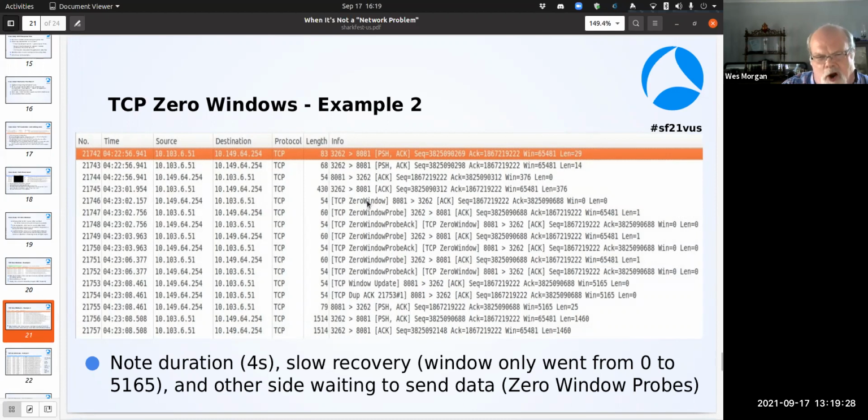Okay, this one lasts a little longer. This one's about 6 seconds from, well, 4 seconds from beginning to end. Okay, 6 seconds, excuse me. Notice the recovery is slow. Window from zero, then it went to 5165 bytes, and then finally never did get back any higher. Notice too, we have an indication that the other side was actively waiting to send data. And that's because it was sending zero window probes. Okay, it was actively saying, are you ready to take data now?